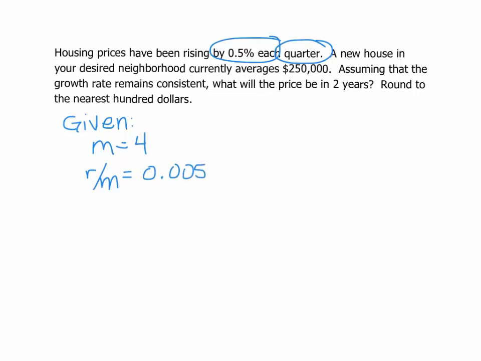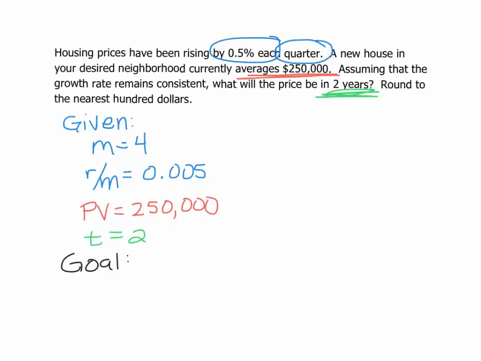We know that a new house in our neighborhood averages $250,000. So that's what it's currently averaging. That is our present value. We're looking for what's going on in 2 years. So we know that our time is 2 years, and my goal is to find what our price is in 2 years. So my goal is that future value.